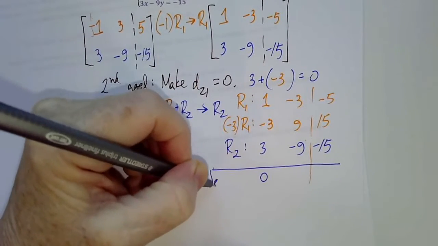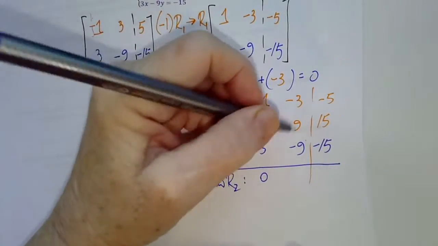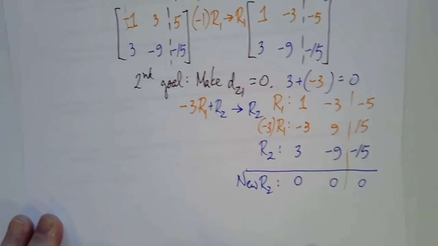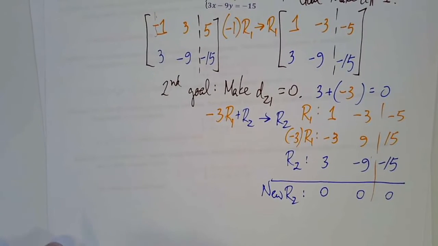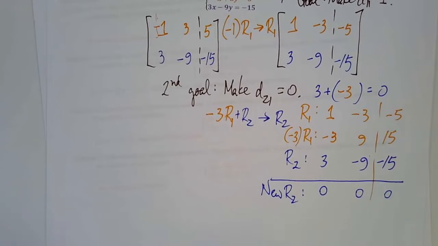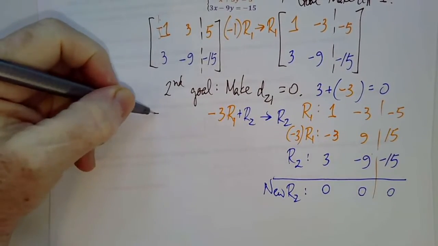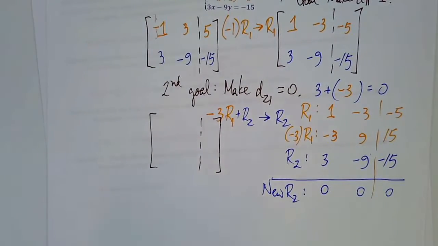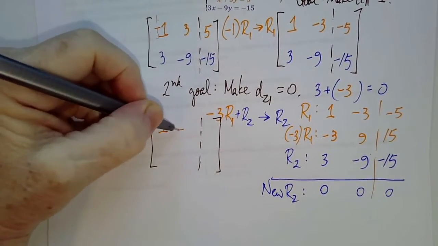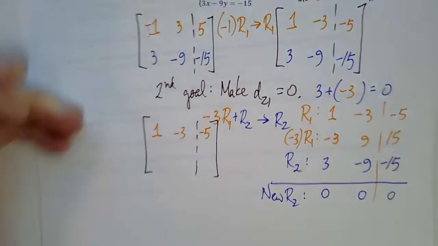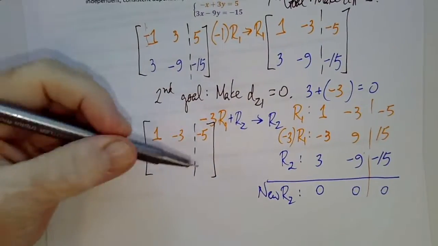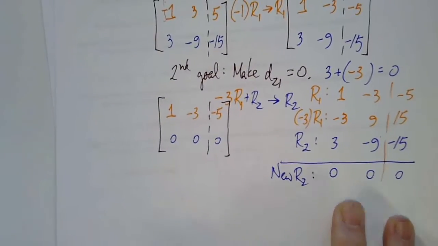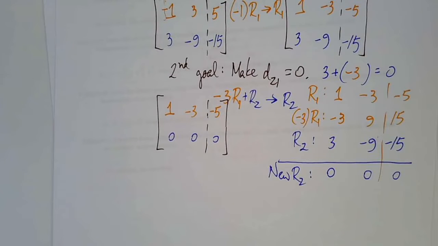This is the new row 2. 9 minus 9 is 0. 15 minus 15 is 0. Goodness, we've got zeros all the way across in row 2. So our resulting matrix looks like 1, negative 3, negative 5, 0, 0, 0. There's several things to notice about this second row.